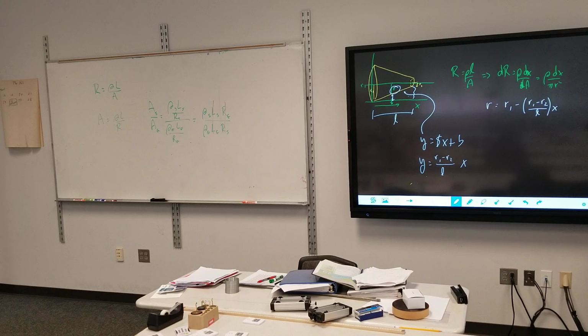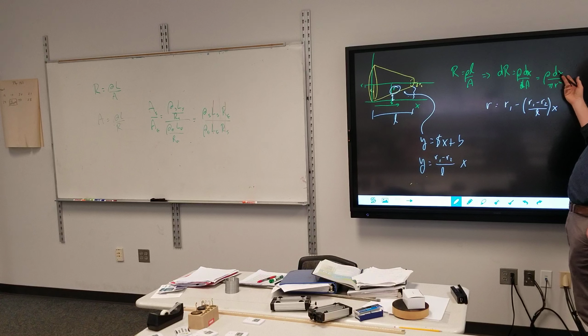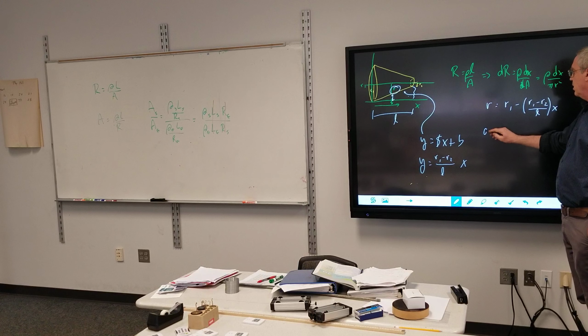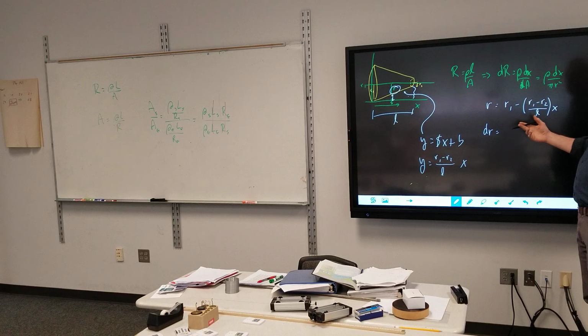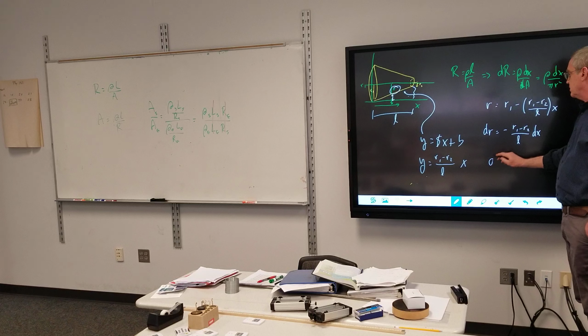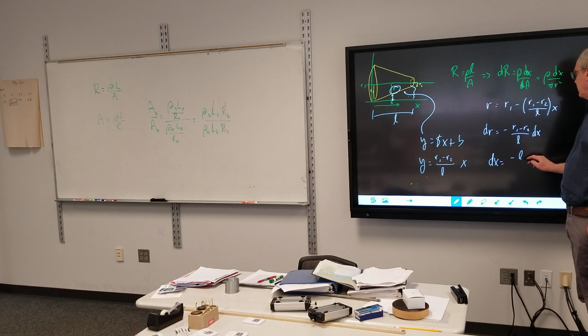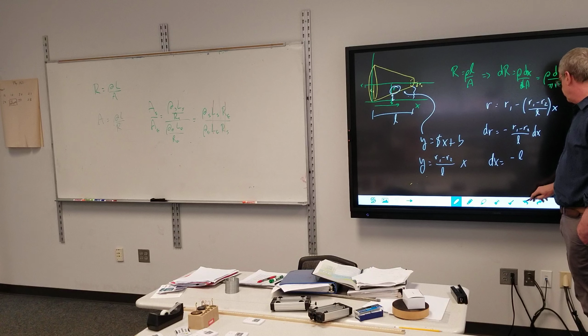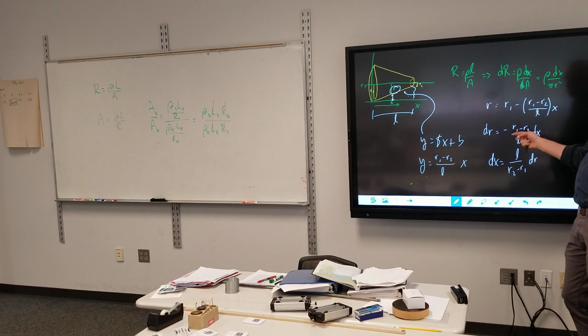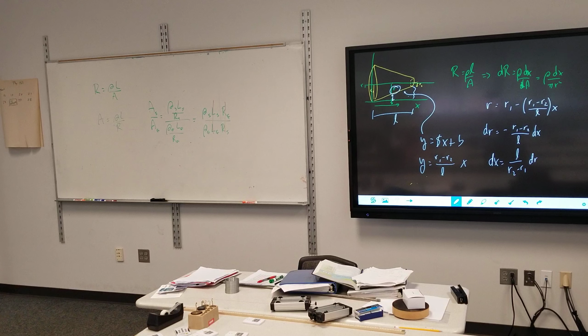And so they have that in there, but if we take the derivative here, because I have a dx and I have an r, and these are both things that can change, dr is equal to, well, R1's a constant, and this just becomes negative (R1 minus R2) over L dx. Therefore, dx is equal to negative L, actually, let's get rid of the negative sign here, is L over R2 minus R1 dr. And the negative sign basically flipped my difference there.